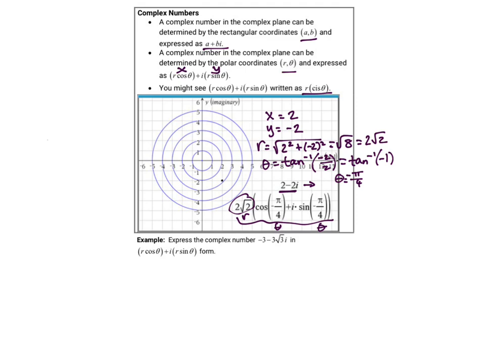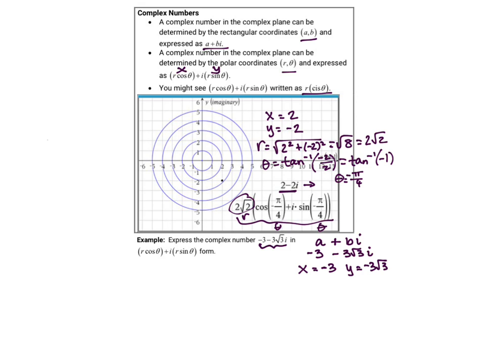Okay, so let's look at the example. It says, express the complex number negative 3 minus 3 square root 3i in polar coordinate form. If I'm given this information, it's my responsibility to recognize a plus bi and pull an x and a y value from that. So, what would a be? Negative 3. So a, or x, is going to be my negative 3. And my y value is going to be negative 3 square root 3.